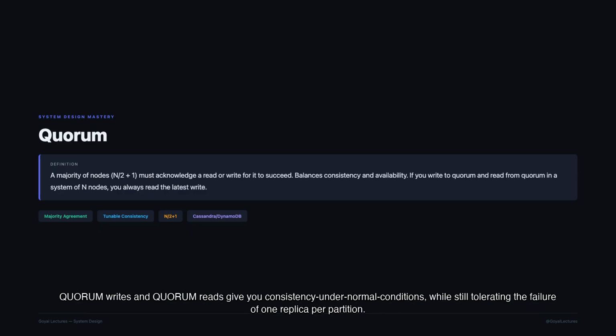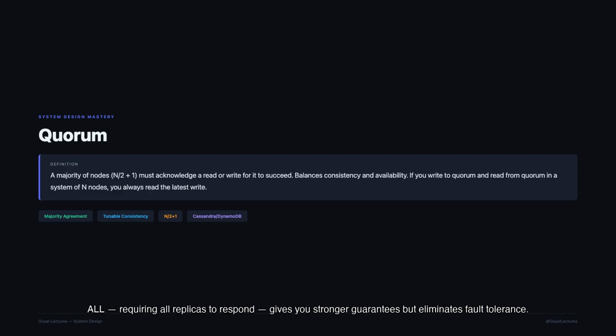Quorum writes and quorum reads give you consistency under normal conditions, while still tolerating the failure of one replica per partition. All, requiring all replicas to respond, gives you stronger guarantees but eliminates fault tolerance. One, requiring only one replica, gives you maximum availability but permits stale reads.